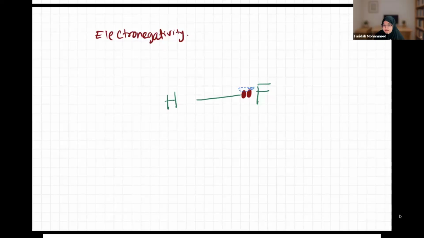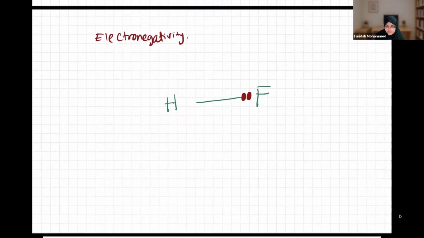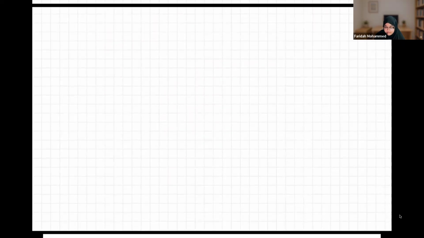Correct. So that is the definition of electronegativity: the ability of an atom or an element to attract shared electrons in a bond. Now, the most electronegative element in the periodic table is fluorine.